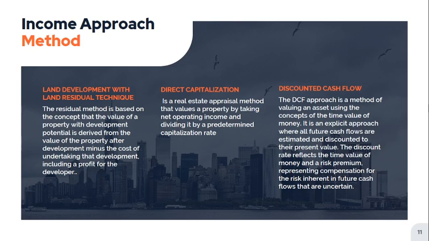So when we use the land development approach, we assume we build something on top of the land and we sell the property. For example, we develop residential houses and sell them, so we get the gross development value of the property, and we deduct the cost to develop the property and also the developer profit, the profit margin that a developer usually wants. And after that we get the land residual, so that will be the land value.